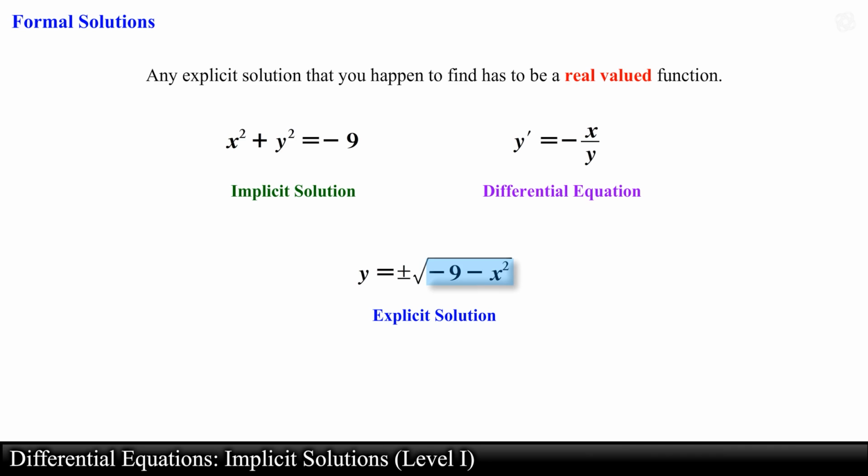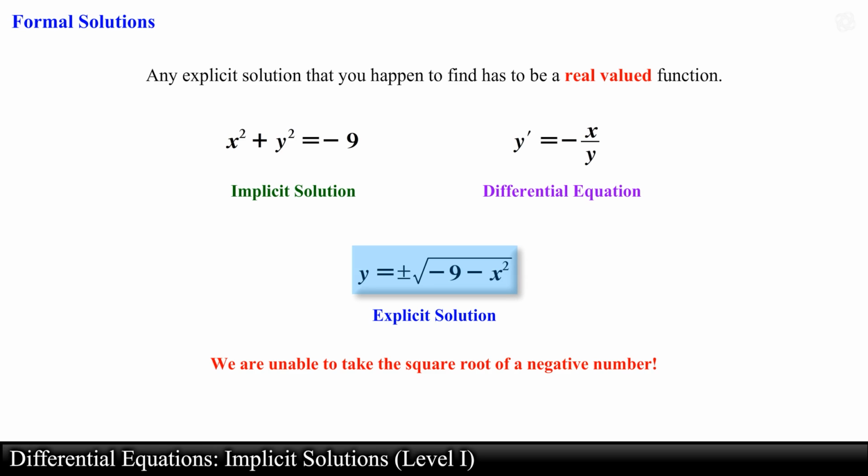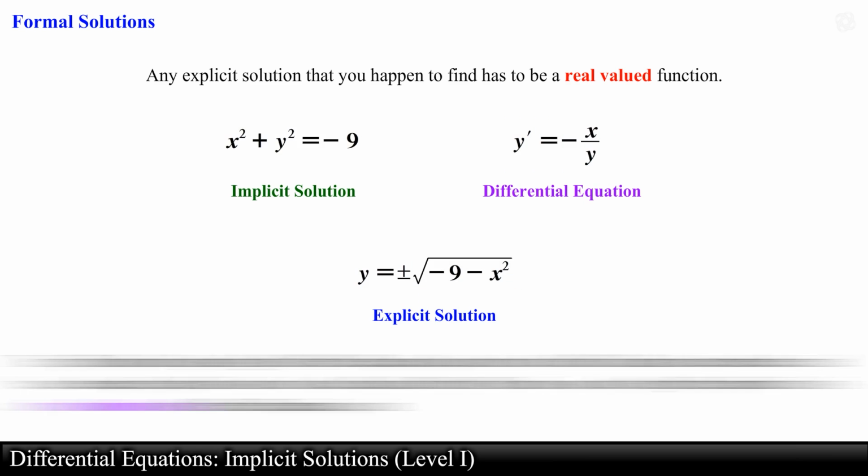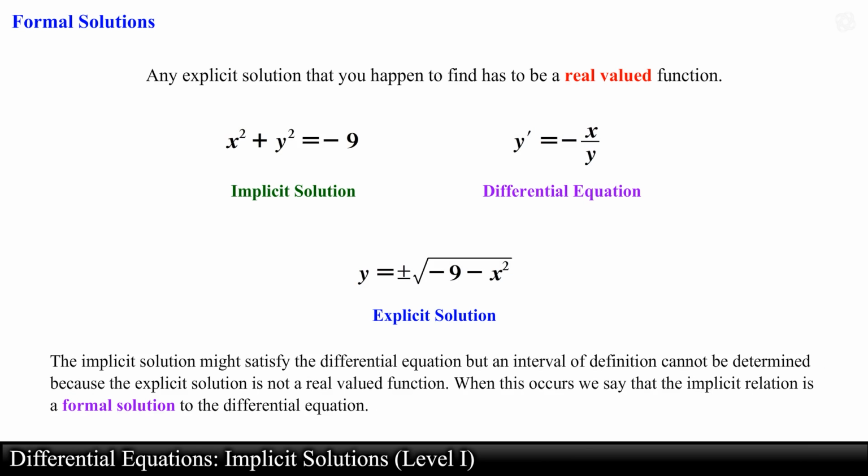Notice that any value of x will force us to take the square root of a negative number, and therefore we are unable to draw a graph of this function, since it is not a real valued function. Although the explicit solutions are not real valued functions, they nevertheless satisfy the relation, and they also satisfy the differential equation. So we have to be careful when finding explicit solutions of implicit relations. The implicit solution might satisfy the differential equation, but an interval of definition cannot be determined because the explicit solution is not a real valued function.